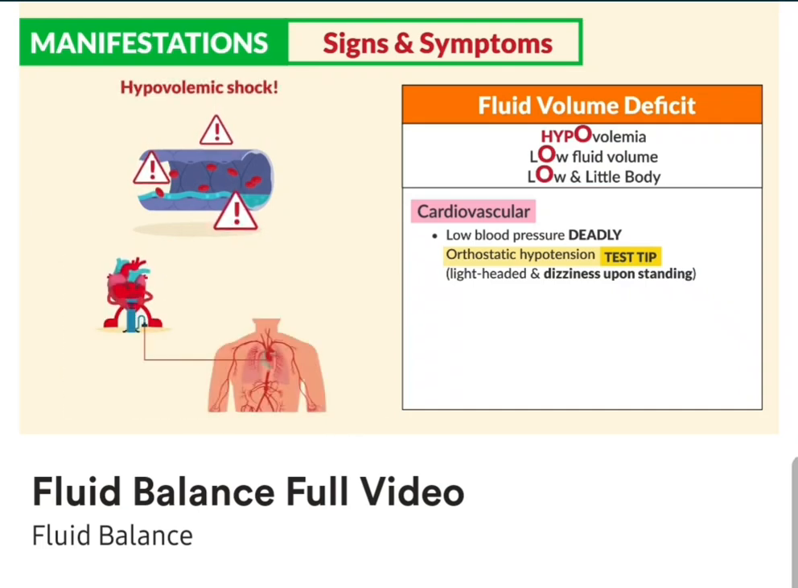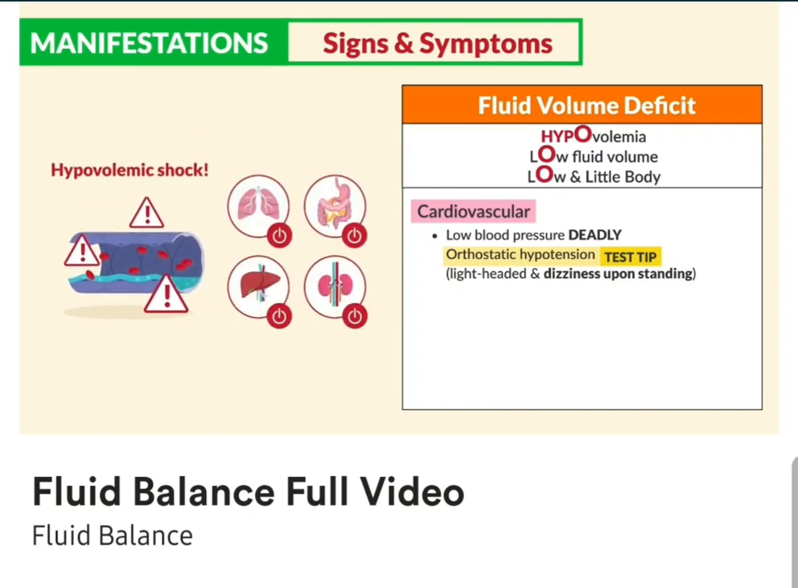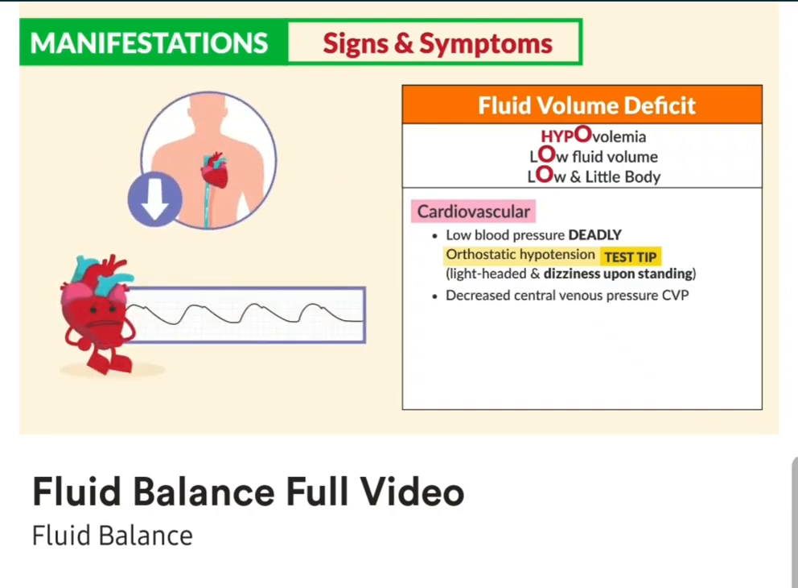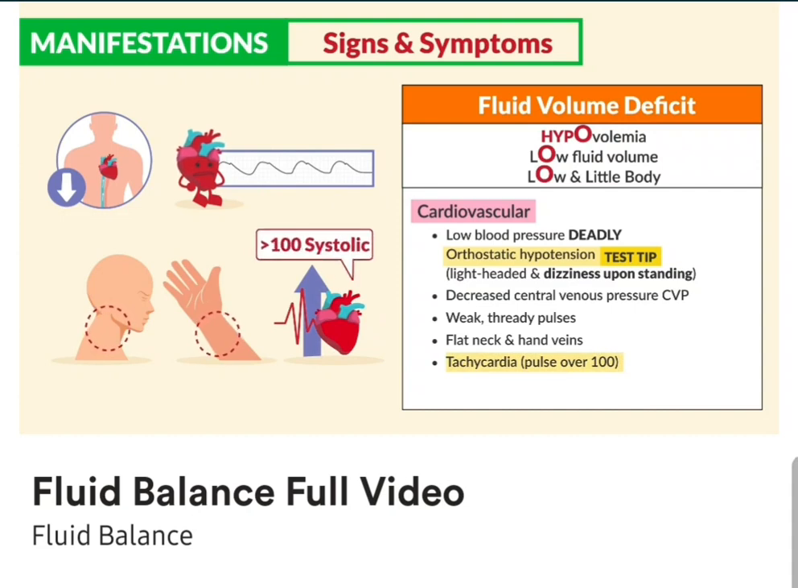Fluid loss is so great that it makes the heart unable to pump enough blood to the body. This type of shock can cause many organs to stop working. Now we also see decreased central venous pressure, that CVP, as well as weak, thready pulses and flat neck and hand veins, as well as tachycardia with a pulse over 100.